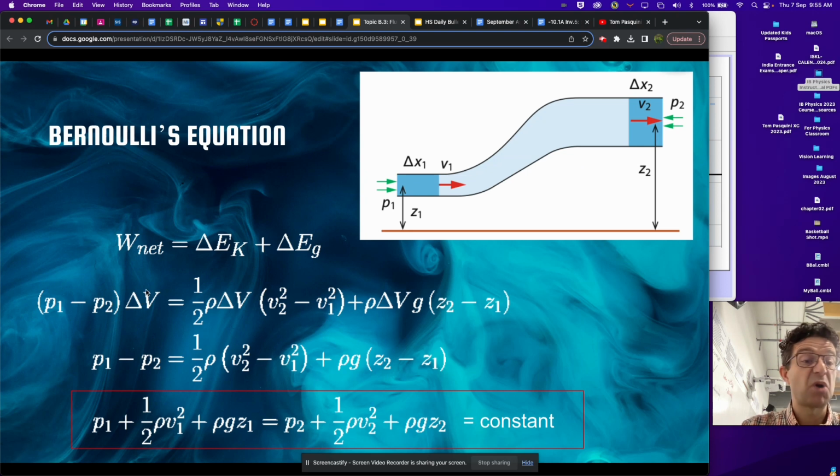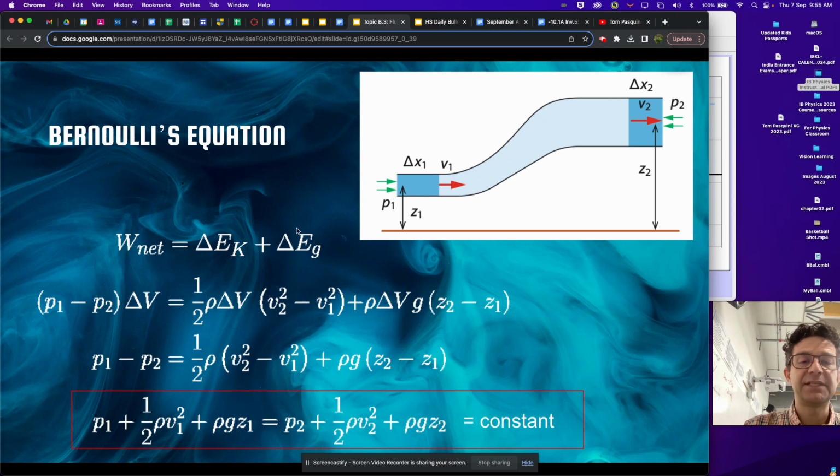The other pieces are also pretty easy. The change in kinetic energy. This is going from moving at velocity v1 to moving at velocity v2. And so the change in kinetic energy will be 1/2 mv squared, which is 1/2 times the density times the volume times v2 minus v1. Final velocity, initial velocity. So we have 1/2 rho volume v2 squared minus 1/2 rho volume v1 squared. So that's our change in kinetic energy.